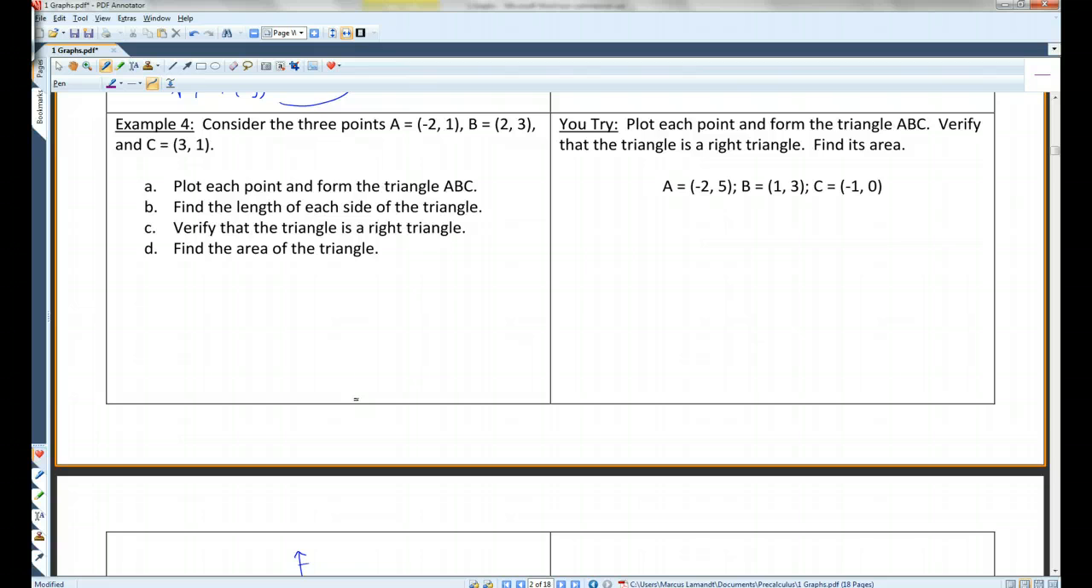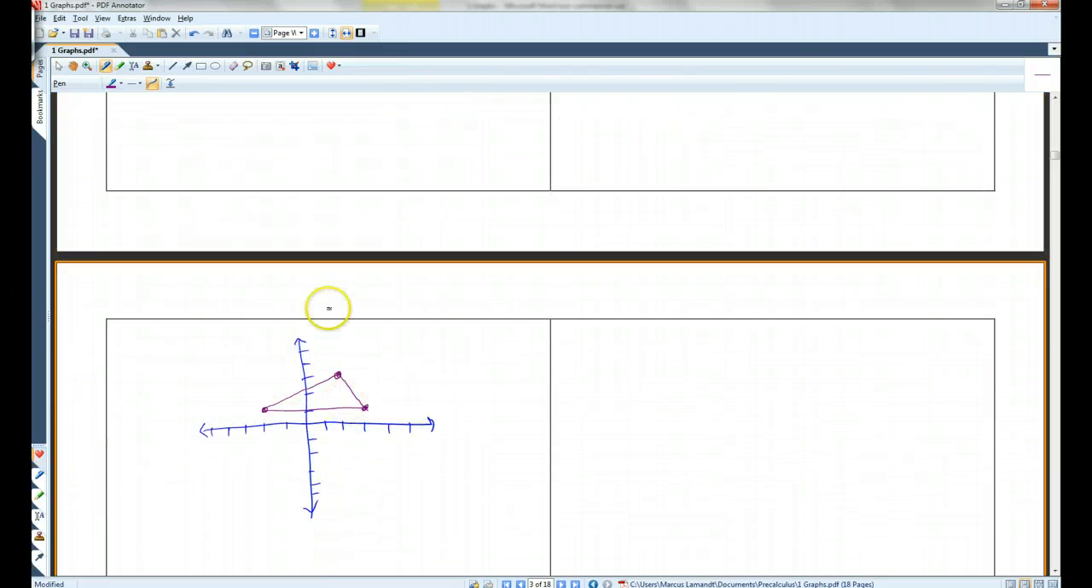Okay, find the length of each side of the triangle. Okay, well, this one's easy. You got 1, 2, 3, 4, 5. There we go. The other two, we have to use the distance formula. So this one was 2, 3. This one was 3, 1. And this one was negative 2, 1. So let's find this distance first. Let's use that one.